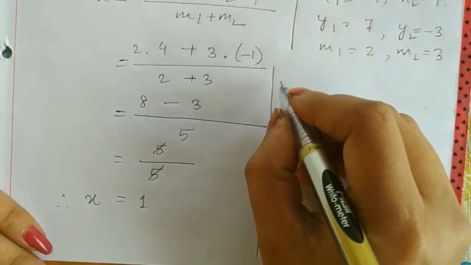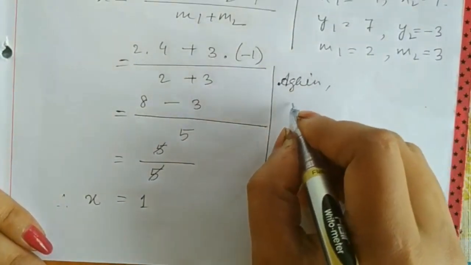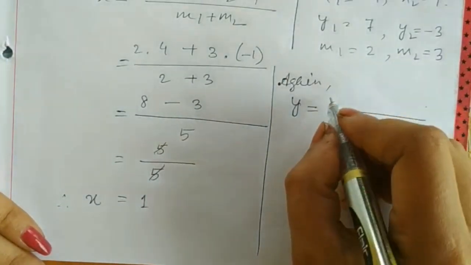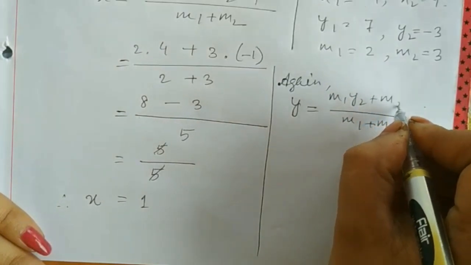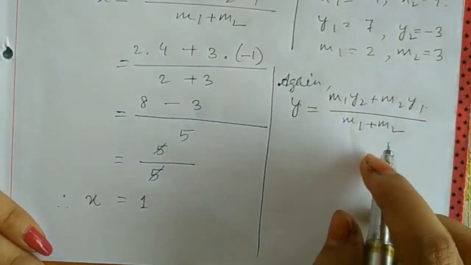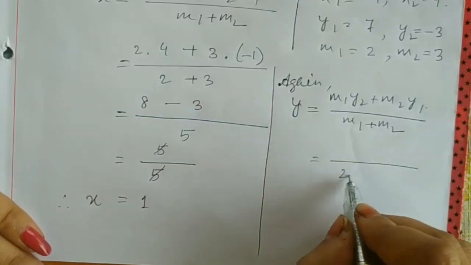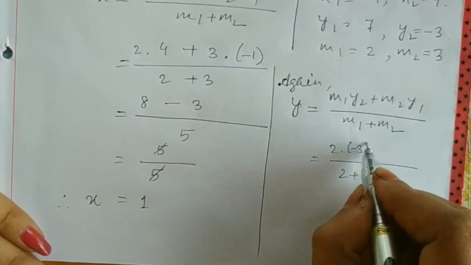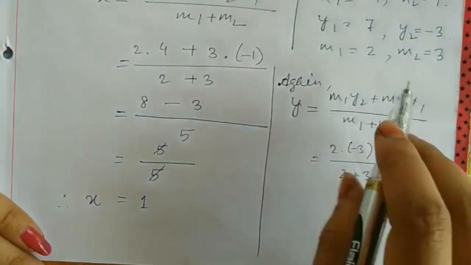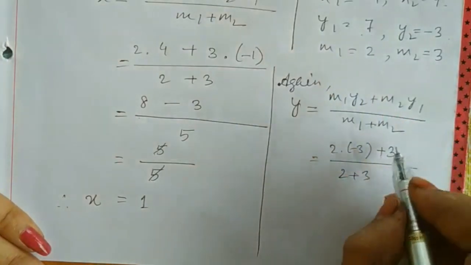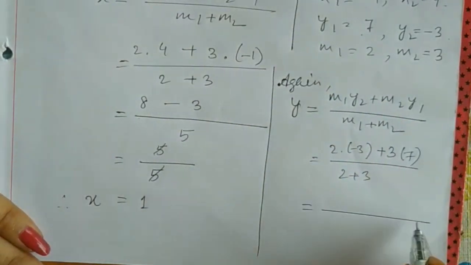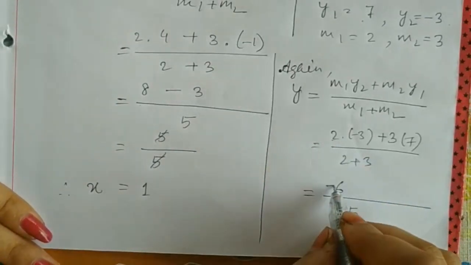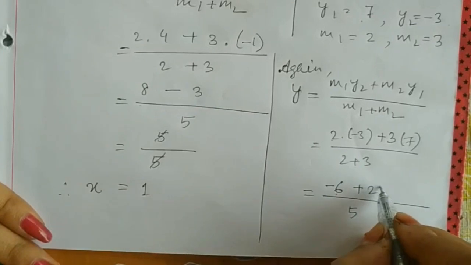Again, y equals (m1 y2 + m2 y1) divided by (m1 + m2). So this is the section formula. So m1 is 2, y2 is what? -3, and m2 is 3 and y1 is 7 here. So 2 plus 3 is 5, 2 3s are 6, and minus is minus here, plus 21.